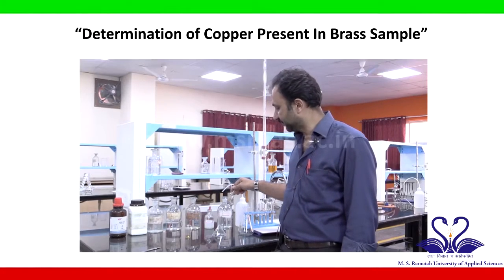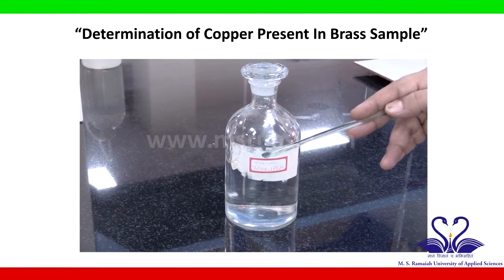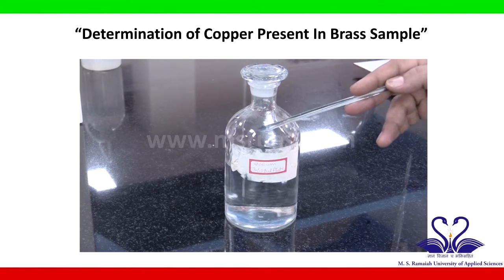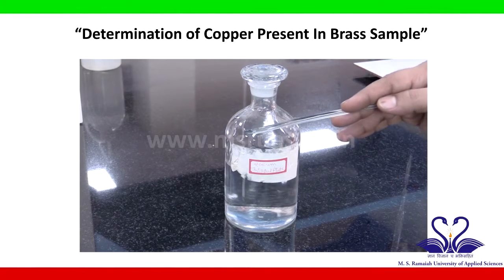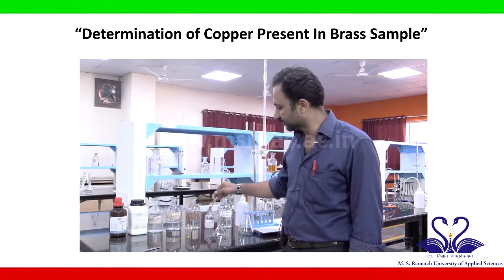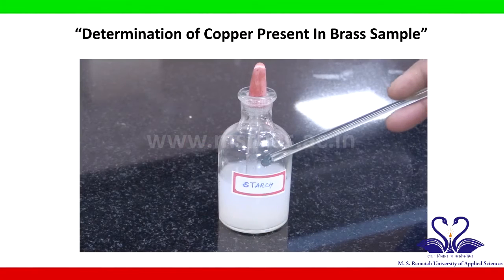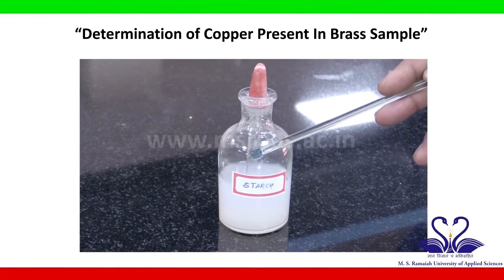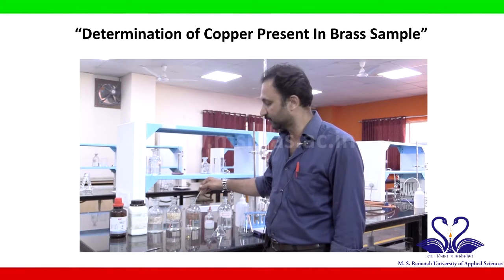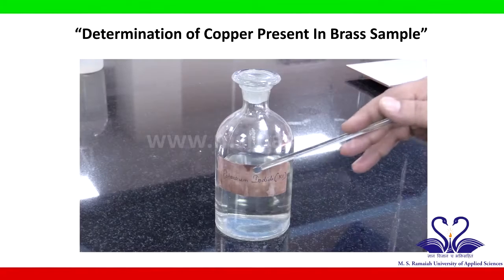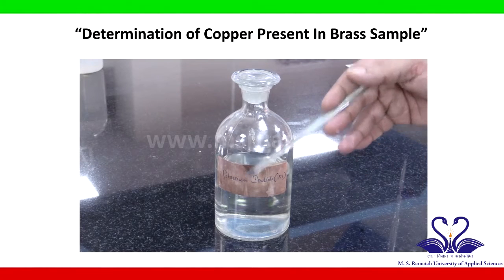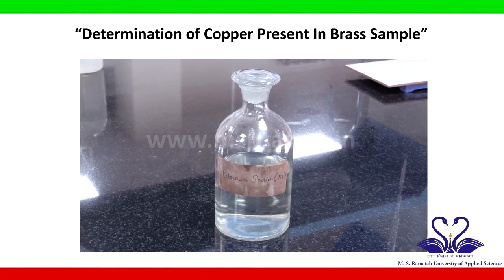Standard sodium thiosulfate is a reducing agent. We are going to use it as a standard solution here, so we are not going to prepare it. The standard solution will be given to you. Starch is the indicator here, a freshly prepared starch solution, used as an indicator in your iodometry titration. Potassium iodide: because it is an iodometry titration, we add potassium iodide, where iodine will be liberated, and that you are going to titrate against the standard sodium thiosulfate.